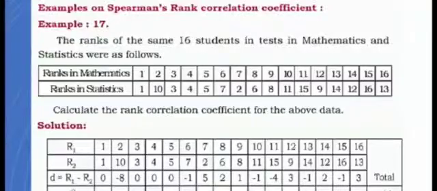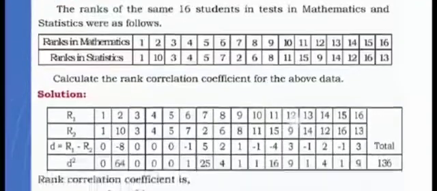The ranks of the same 16 students in a test in mathematics and statistics were as follows. So ranks in mathematics, ranks in statistics. In this particular example, they have directly given the ranks. Sometimes if the ranks are not given, we have to give the ranks depending on the highest or lowest value, whichever you have that freedom. Calculate the rank correlation coefficient for the above data.